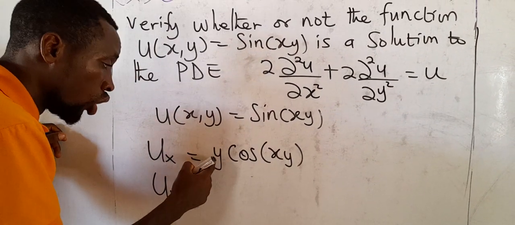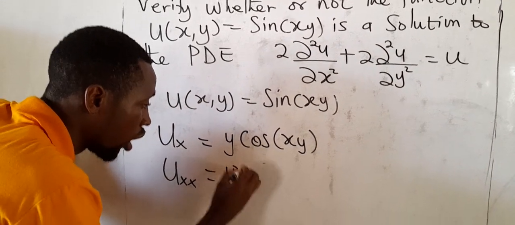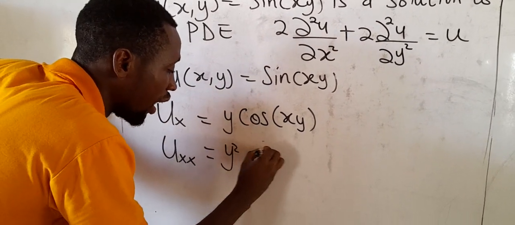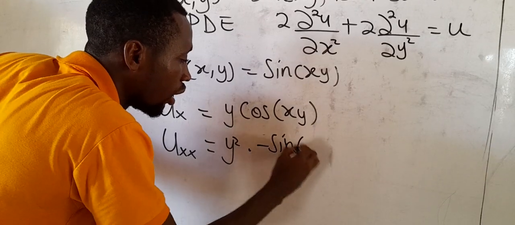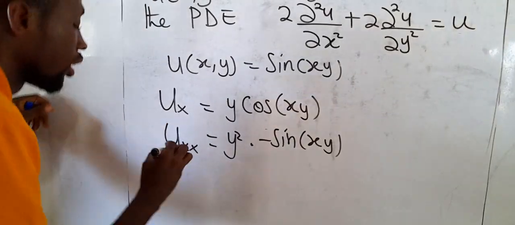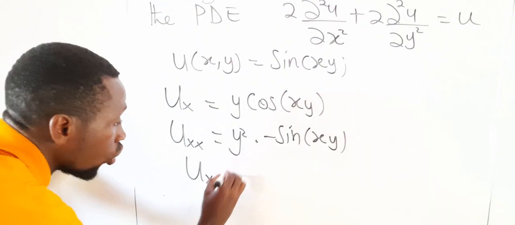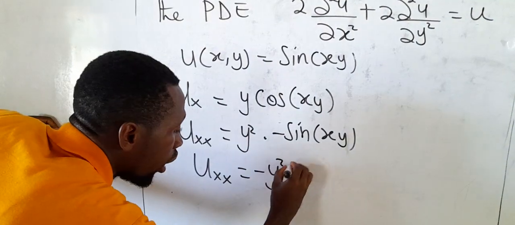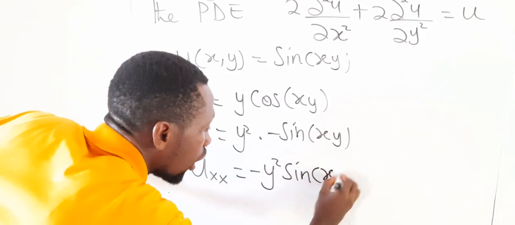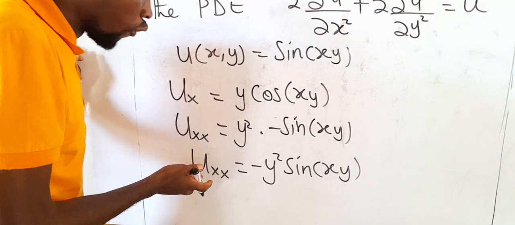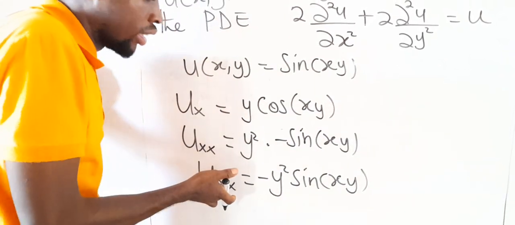We get y again. We use it to multiply the y, we get y squared. Then we differentiate this, we get negative sine. Let's polish it. So we get negative y squared sine xy for the partial differentiation of u with respect to x twice.